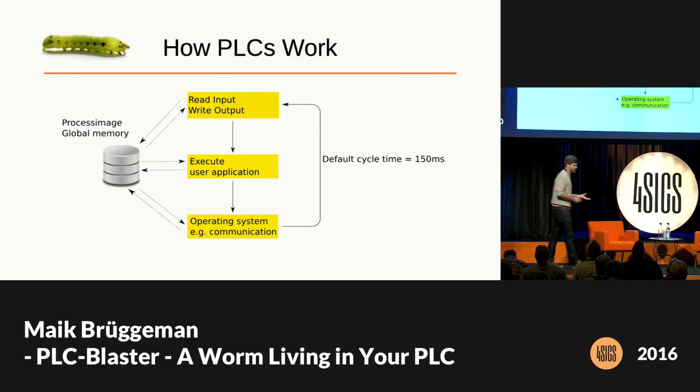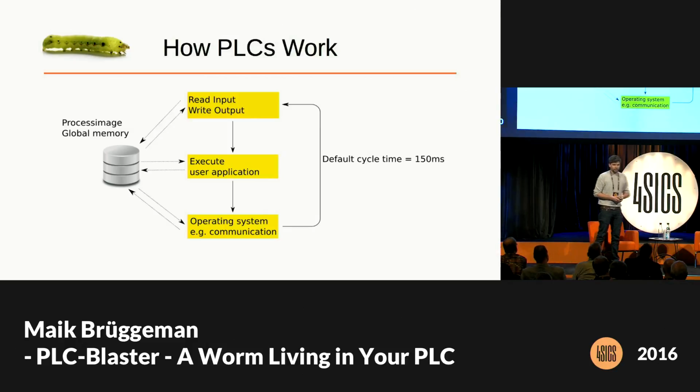Compared to a usual computer, these systems work differently. They work in cycles. Each cycle will start with reading the inputs, writing the outputs, and after that, the user program is executed. The user program is a piece of software that is created by the engineer, and it controls the actual machine. For example, a traffic light or whatever machine you want to control. After that, there are other tasks taking place, for example, the communication with other devices. And if one cycle ends, the next starts.